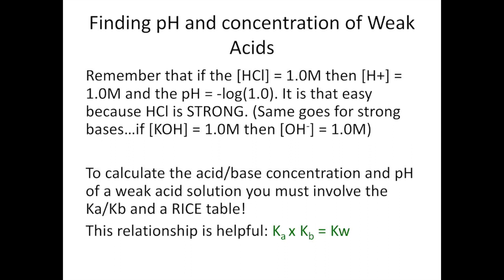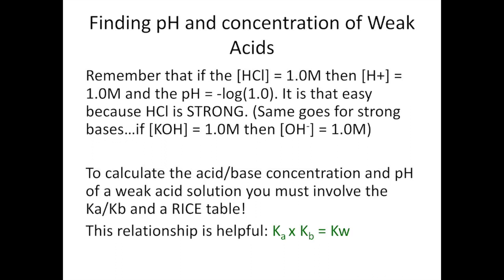If we are finding the pH or concentration of strong acids, if your concentration is 1 molar, then you know that your H plus concentration is 1 molar, and the pH is going to be negative log of 1. That's a no-brainer because HCl is strong and there's no equilibrium, and we know that all of the H in HCl is going to dissociate and be H plus in solution. It's the same for strong bases. If KOH is 1 molar, then OH minus is 1 molar, and the pOH is negative log of 1, and that's that.